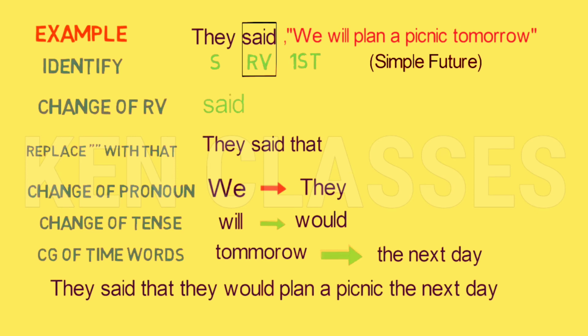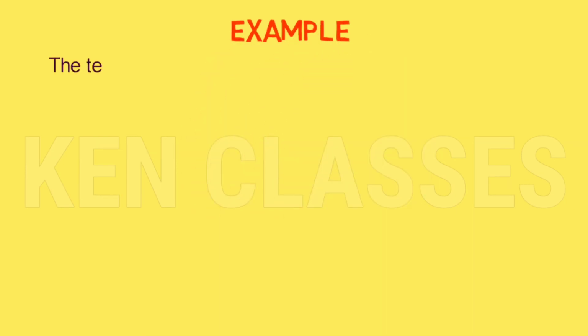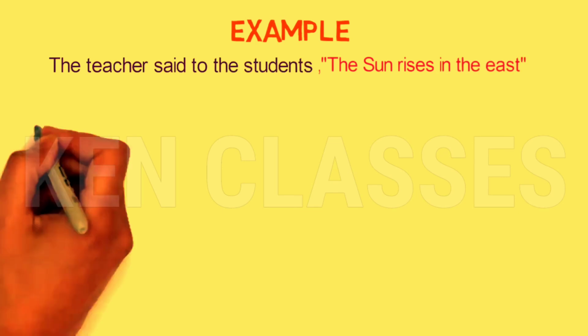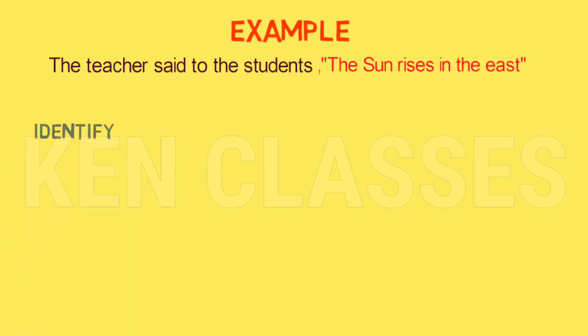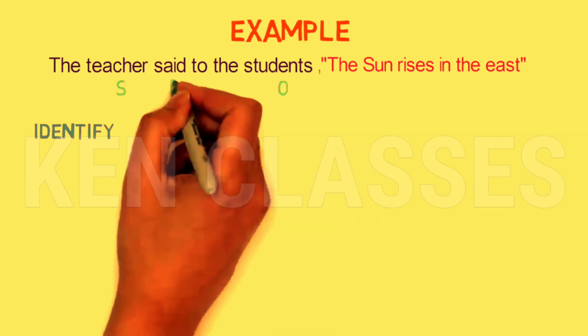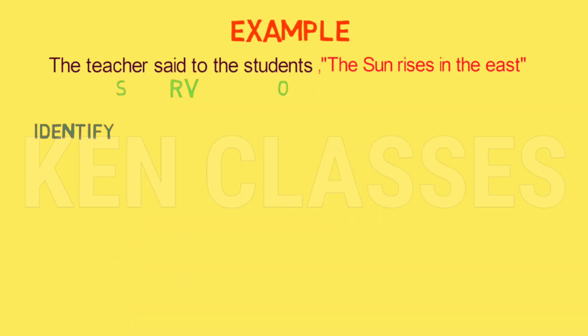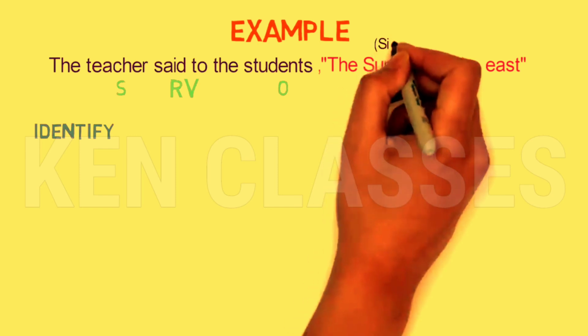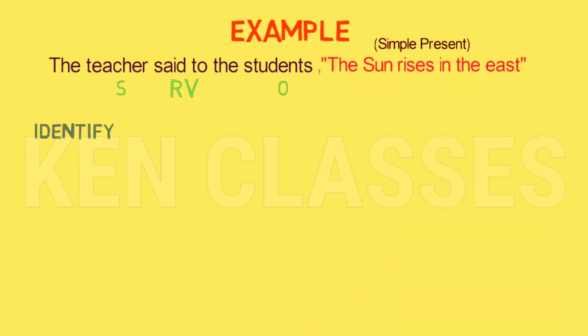Let's look into next example. The teacher said to the students, the sun rises in the east. First step is identification. Here, teacher is the subject, students is the object, said is the reporting verb, and as said is in past form, we need to check the tense of reported speech. It is in simple present tense.